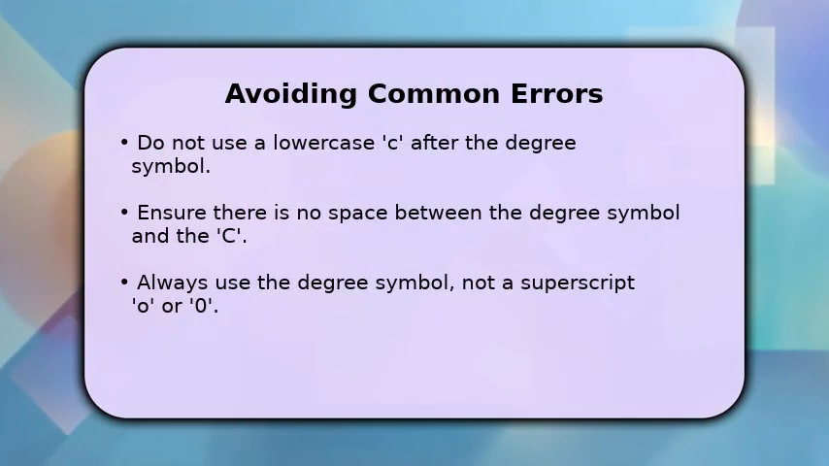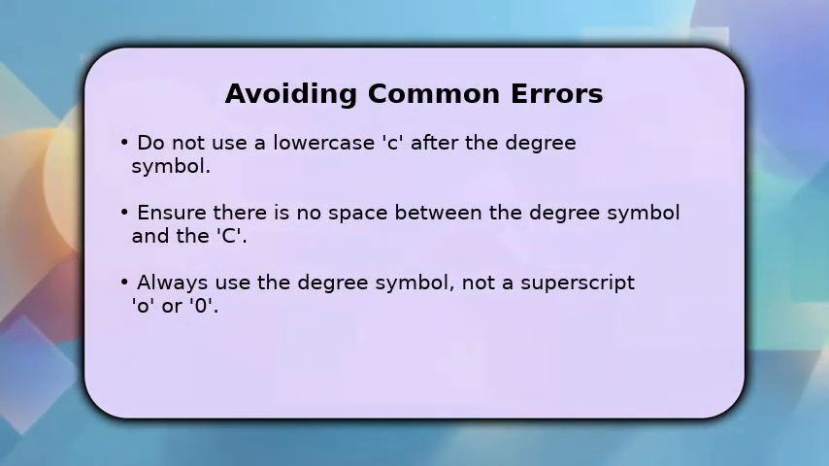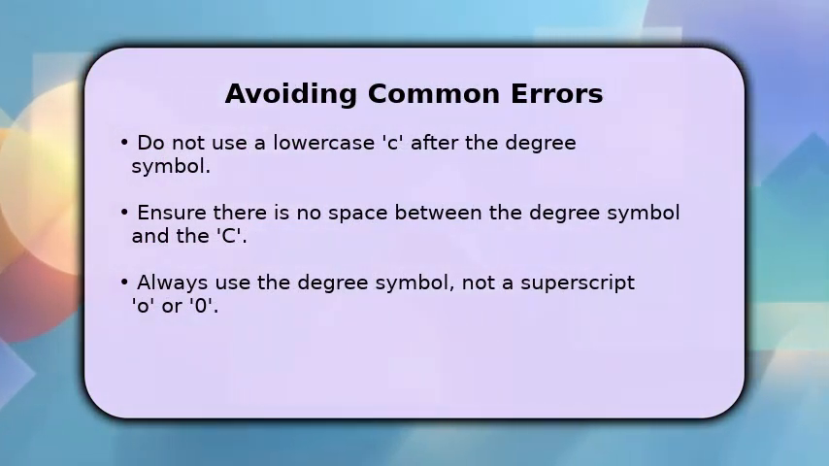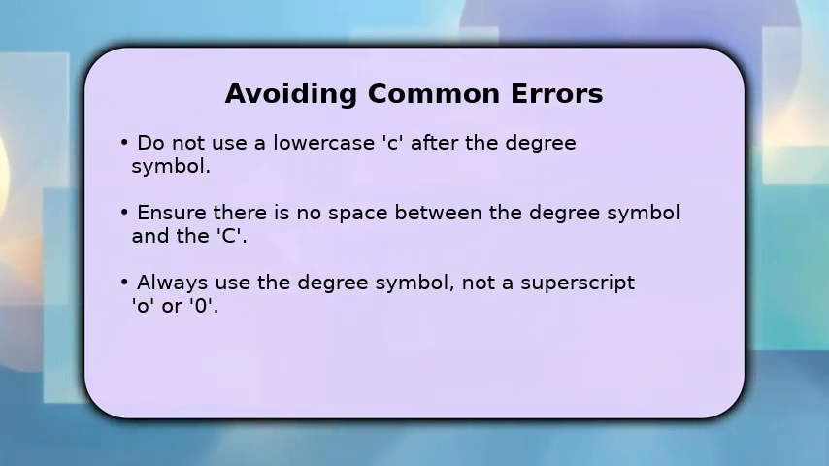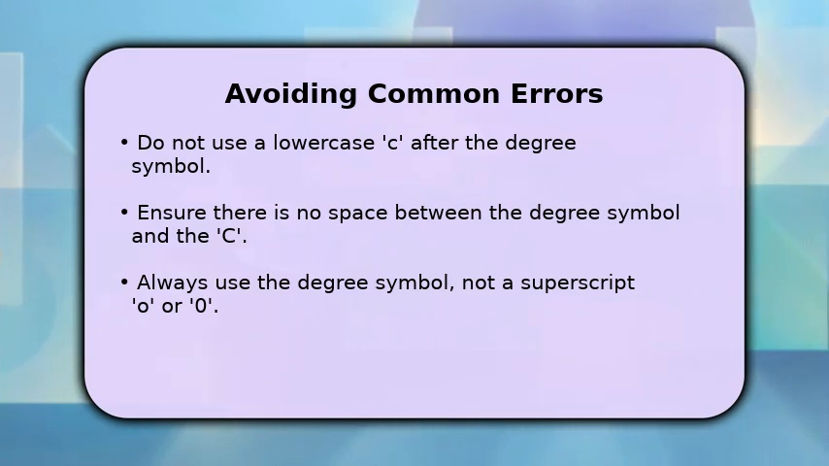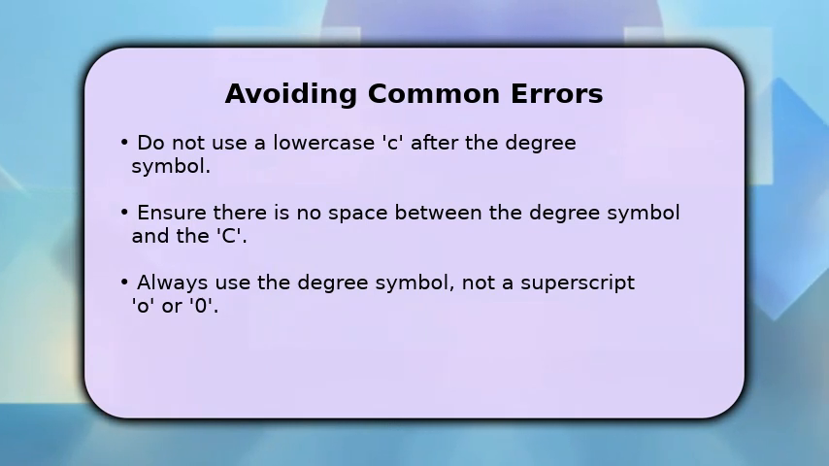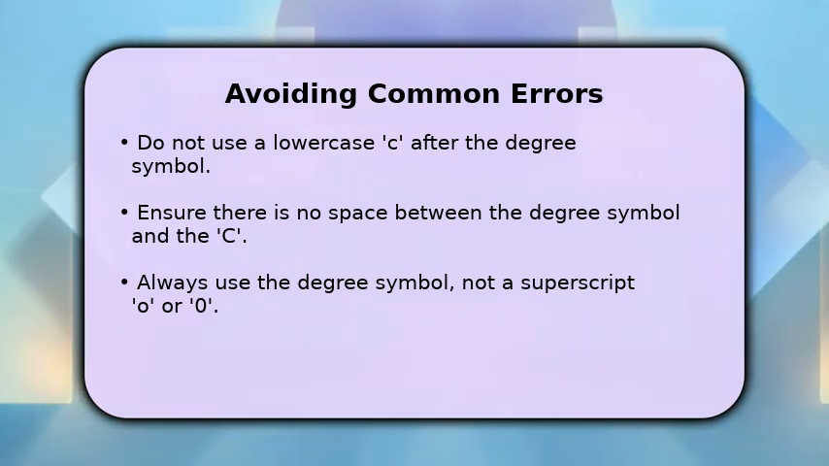To maintain accuracy, avoid common mistakes when writing the Celsius symbol. Always use a capital C after the degree sign, never a lowercase c. Crucially, there should be no space between the degree symbol and the capital C. Also, ensure you are using the actual degree symbol, not a superscript letter O or the number 0, which can look similar but are incorrect.